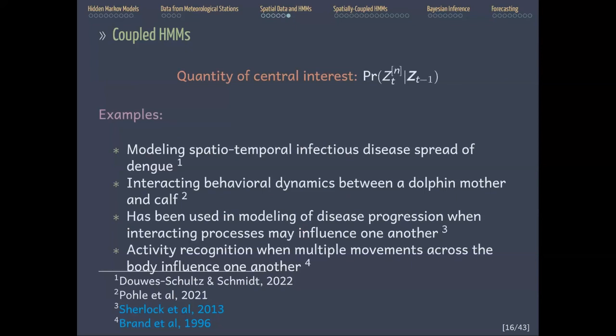Coupled hidden Markov models, I had actually seen them much more in the machine learning literature and activity recognition literature. For example, Brand 1996, this is where I first started seeing the papers that talked about coupled hidden Markov models. There's been some work recently by Du Schultz and Alex Schmidt at McGill, modeling spatio-temporal infectious disease spread of dengue, working with areal data and coupled hidden Markov models, which is actually a fascinating paper. Jennifer Pohl looked at interacting behavioral dynamics between a dolphin mother and calf. They often use a smaller state space.